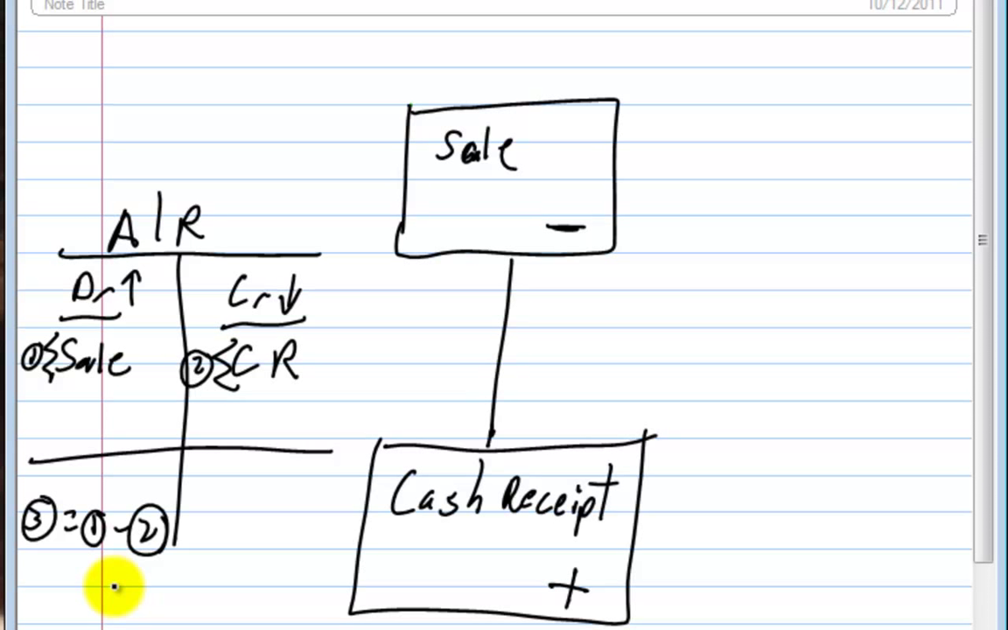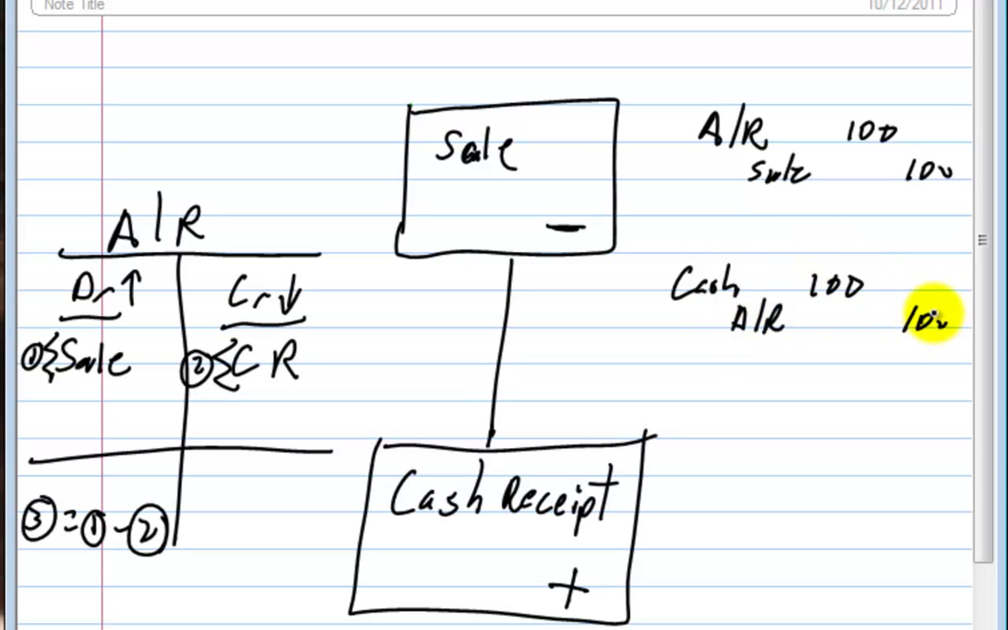And you notice that accounts receivable, if we do it in a journal entry, let's forget about inventory for now. So we have a journal entry. We have debit accounts receivable for, let's say, $100. Credit sale, let's say, for $100. When we collect the cash, our cash increases by $100, and our accounts receivable decreases by $100.